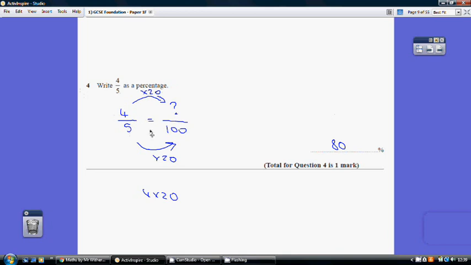Question 4. So to write a number as a percentage, we need to have it out of 100. So 4 over 5, we want it to be something out of 100. What do we multiply 5 by to get 100? We multiply it by 20.